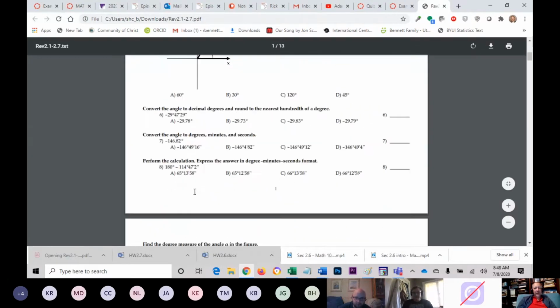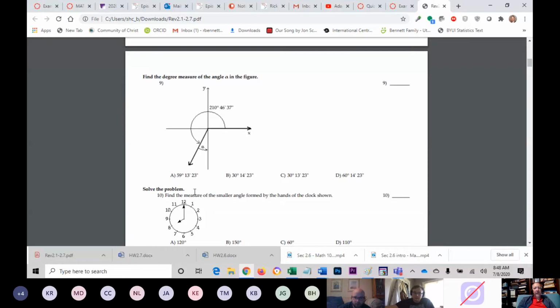All right, so number 9. Find the measure of the degree angle alpha in the figure. So we've measured this as 210 degrees, 46 minutes, and 37 seconds.